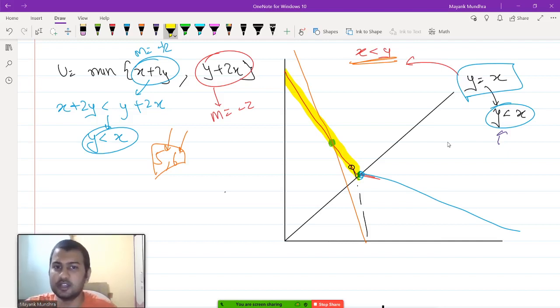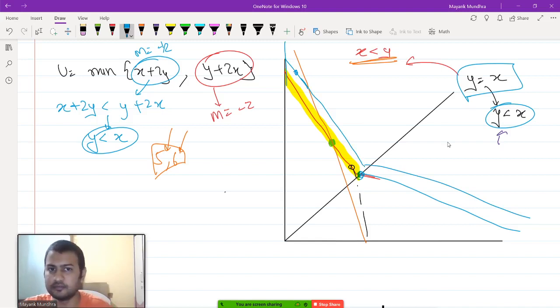So suppose it is steeper. Suppose the budget line is steeper. So what will happen is, if this is my budget line, then there will be a point here which will be affordable and on a higher indifference curve. Okay, so the budget line cannot be steeper than the red part.